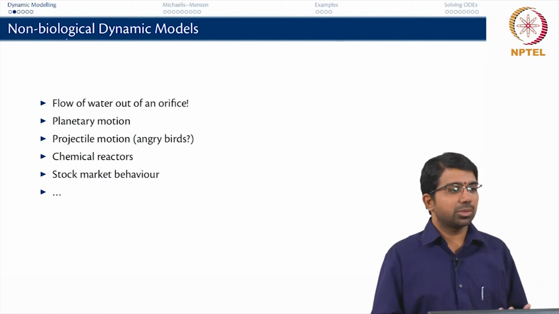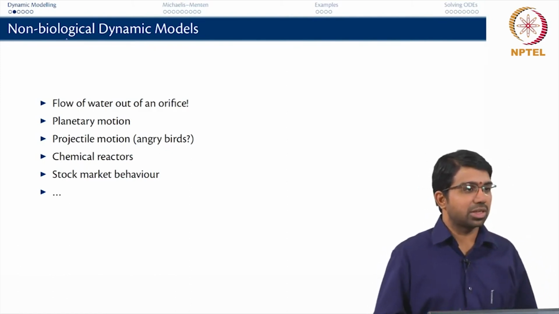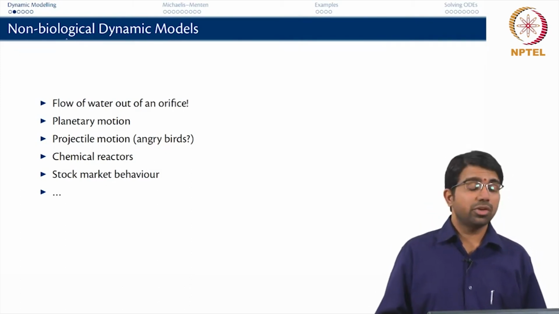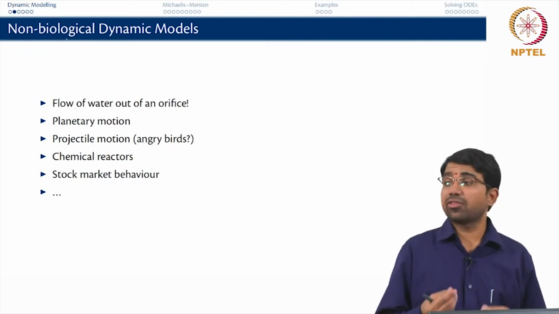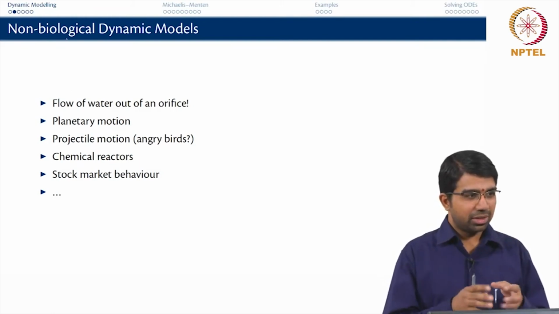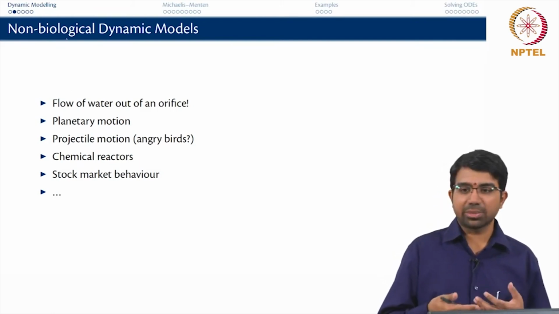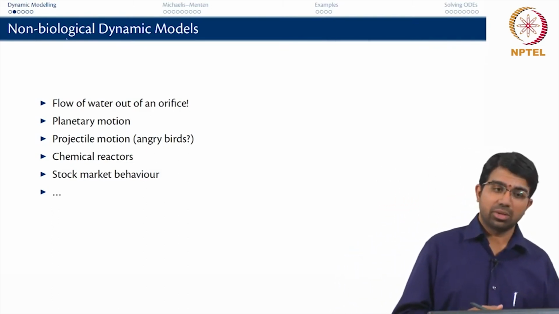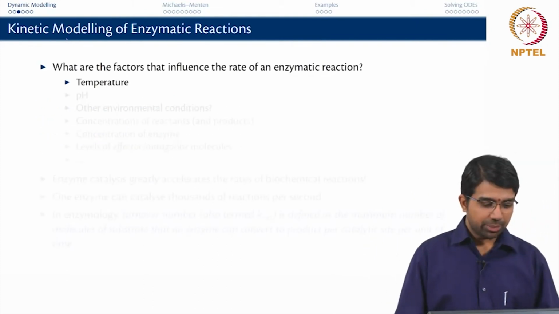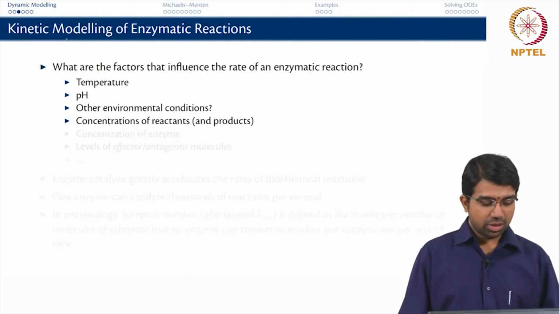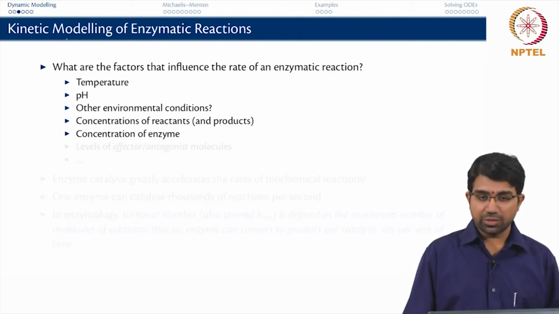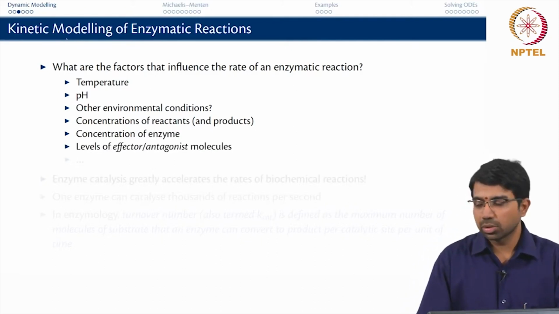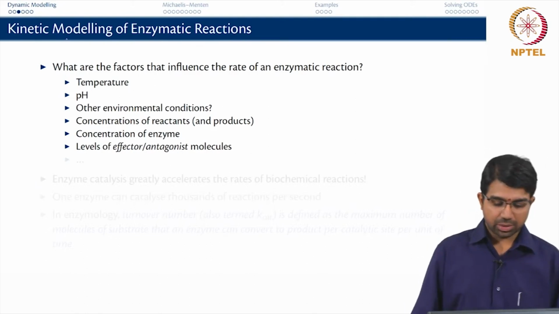Temperature would be the first thing that you might want to worry about. Hopefully you have a constant temperature system and so on, but temperature is a very important thing. pH obviously. What else? Concentration of what? Concentration of substrates as well as many other effectors. Enzyme and substrate concentration is a given. That is the first thing that you want to write down when you want to model an enzyme catalyzed reaction. But beyond that you also want to worry about the concentration of various effectors and antagonist molecules and so on. So, temperature, pH, various other environmental conditions, concentrations of reactants and products obviously, concentration of enzyme again obviously, and also levels of effector and antagonist molecules. You could have an allosteric inhibitor, allosteric activator and so on.